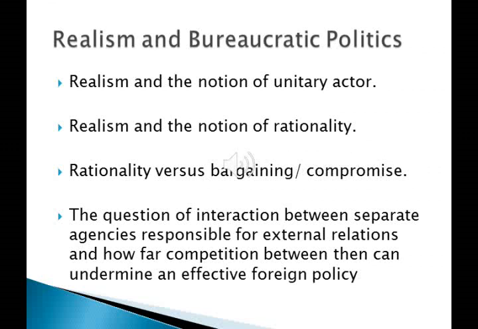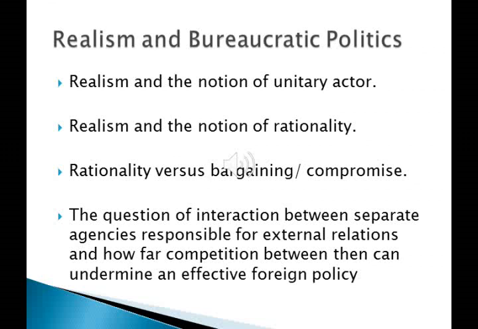So this model is different from realism, as I mentioned before. Realism discusses the state, or addresses the state, as a unitary actor. It's a black box. We're not interested in the disagreement that happens inside the state. The state is a unitary actor, speaks with one voice in the outside world. Also for realism, the notion of rationality: the state is rational, pursuing national interest.